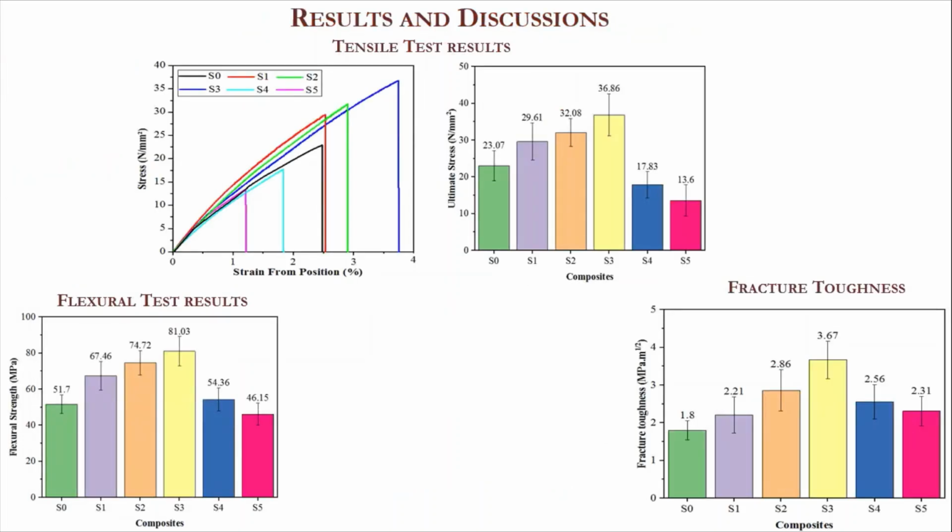The results obtained are shown in the figure. As we can observe, as the filler concentration increased from 0.1 to 0.3, an increase in the tensile, flexural and fracture toughness was observed, and further addition of the filler resulted in a reduction of the tensile, flexural and fracture toughness. This was attributed to the agglomeration of the fillers.